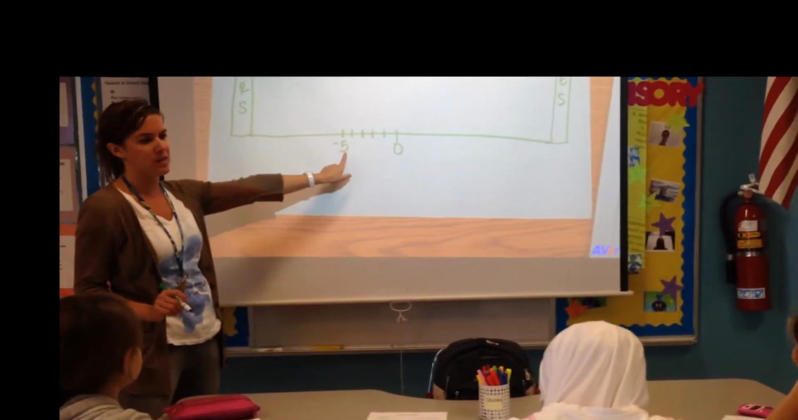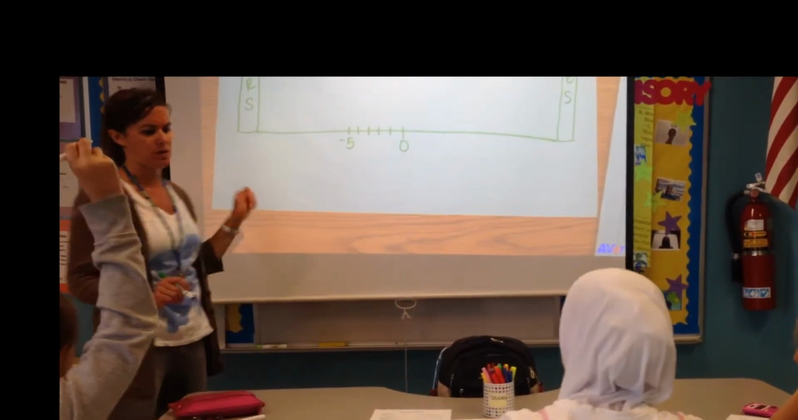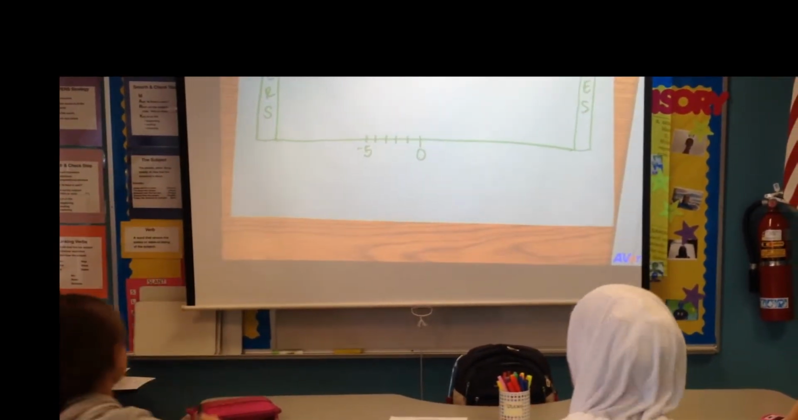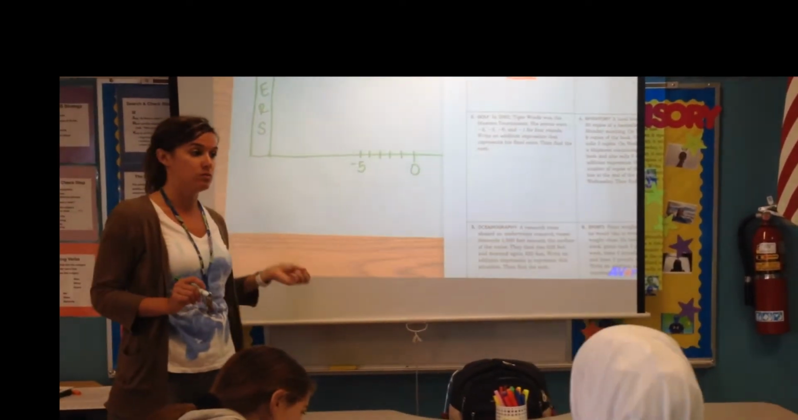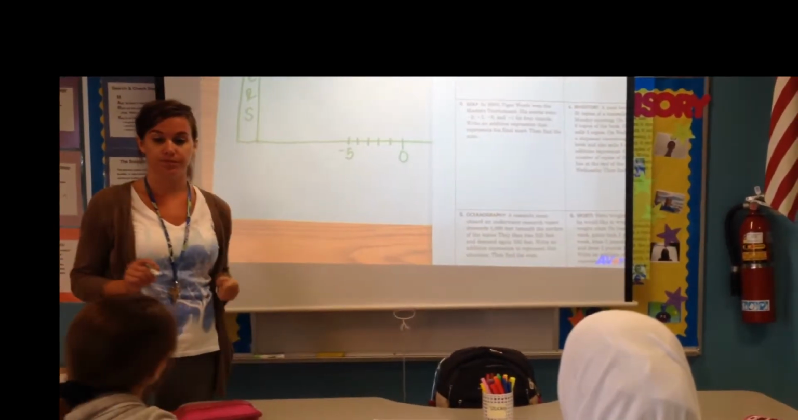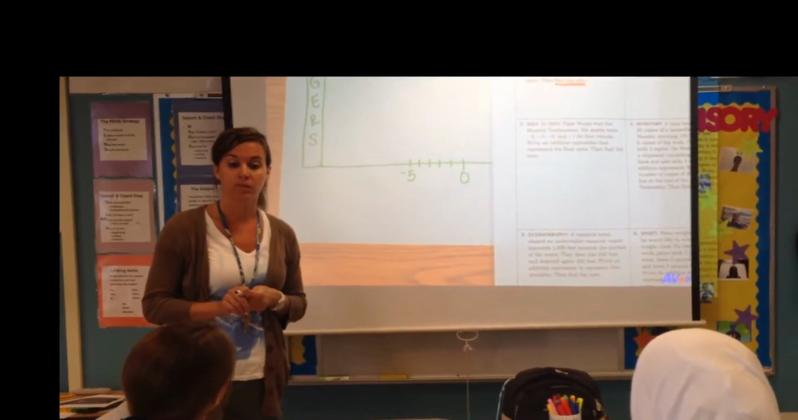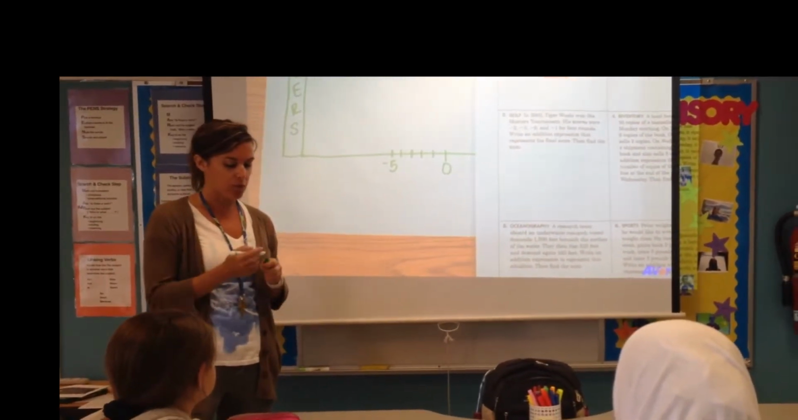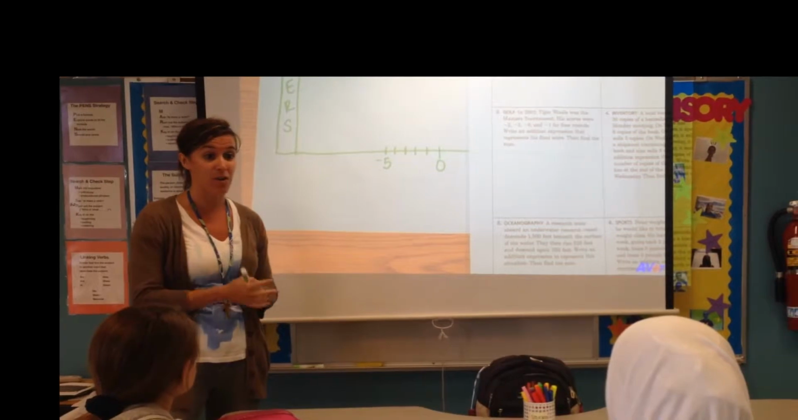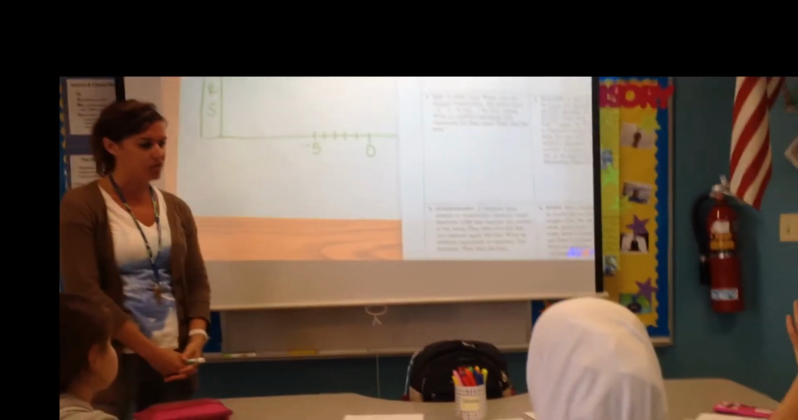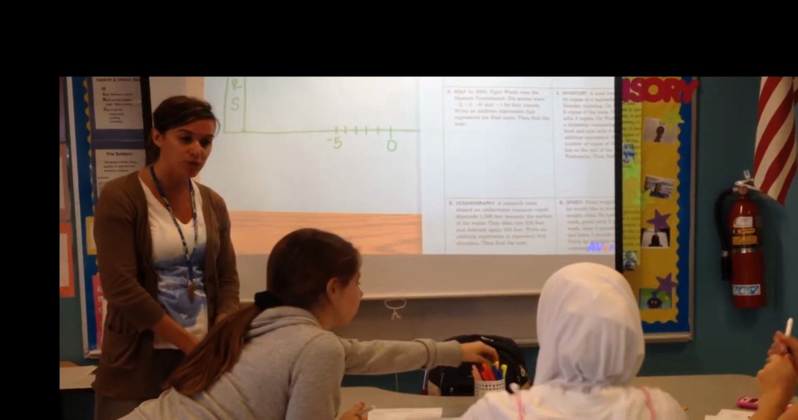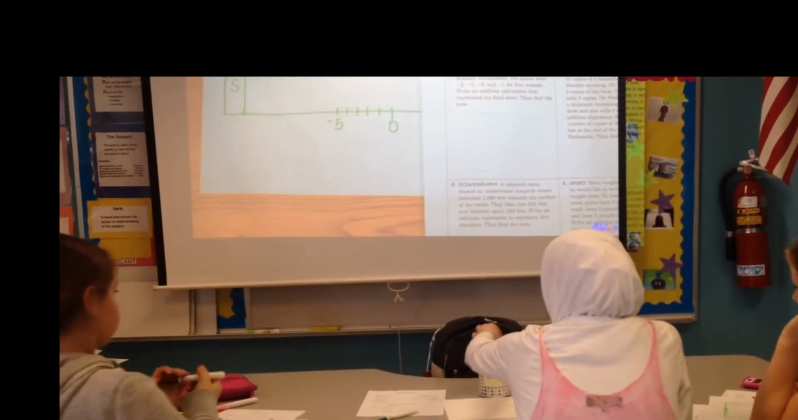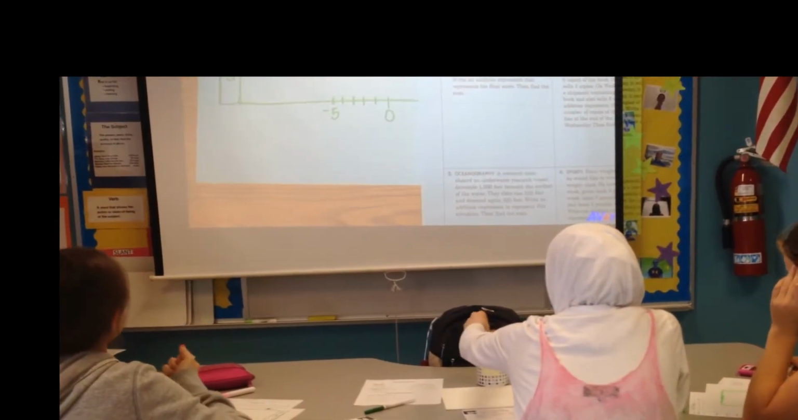Why didn't I just put negative 5? Why didn't I put all the numbers in between? Let's refer back to our sheet and ask, what do we need to know? We just need to know that the football team lost 5 yards. So we're going to draw a football at the 5 yards. You ready? What color should it be? Brown. If we don't have enough brown, feel free to use an orange.